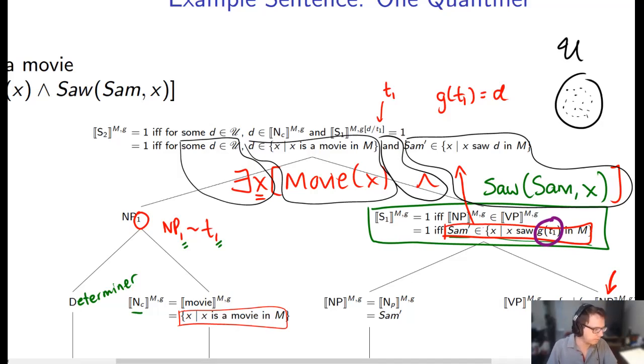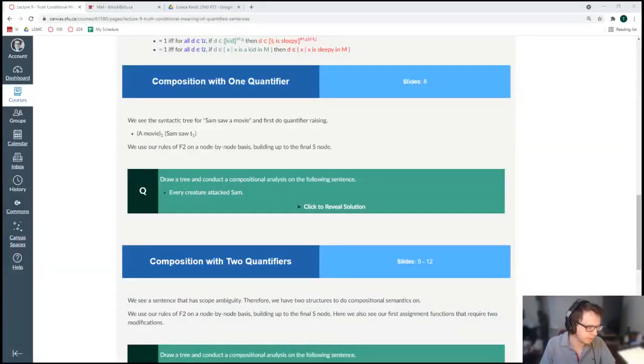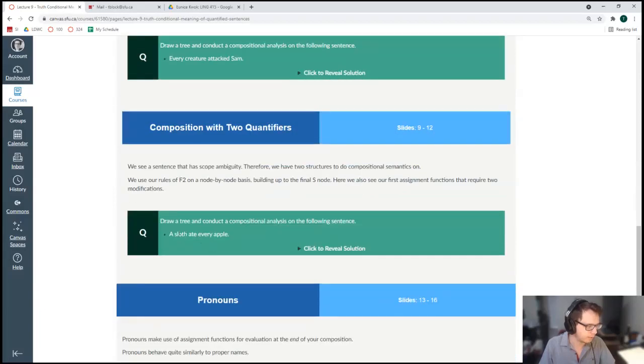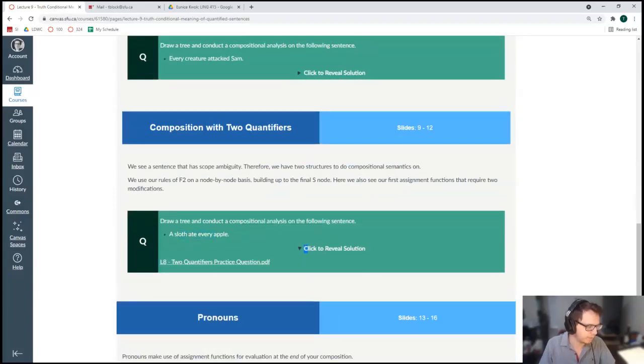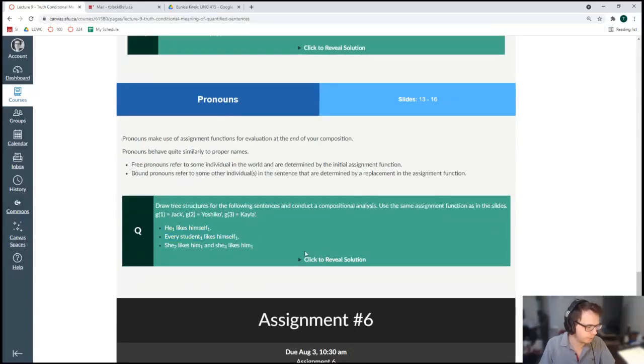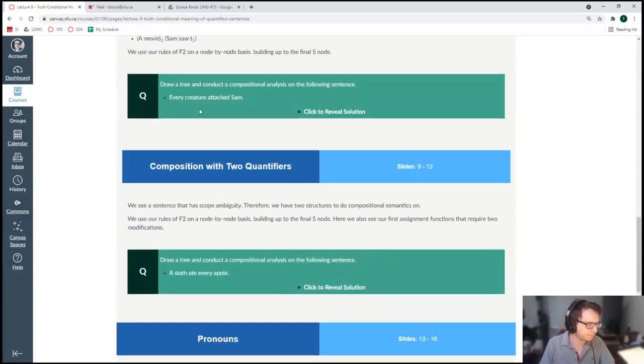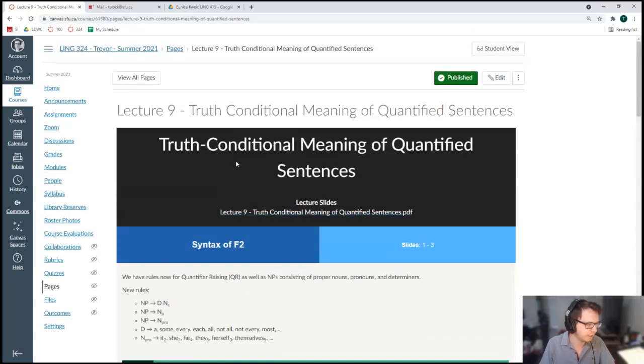Just an initial run through. So again, just to remind you of where this stuff is. There's not a lot of practice for these, but the first couple examples will help. So just looking at Canvas, of course, there's every creature attacks Sam. There's a solution for that with one quantifier. And then there's going to be a slot 8, every apple, for 2 quantifiers. And then there's a few pronoun sentences as well that we'll see. So this is on the truth conditional meaning quantified sentences page.